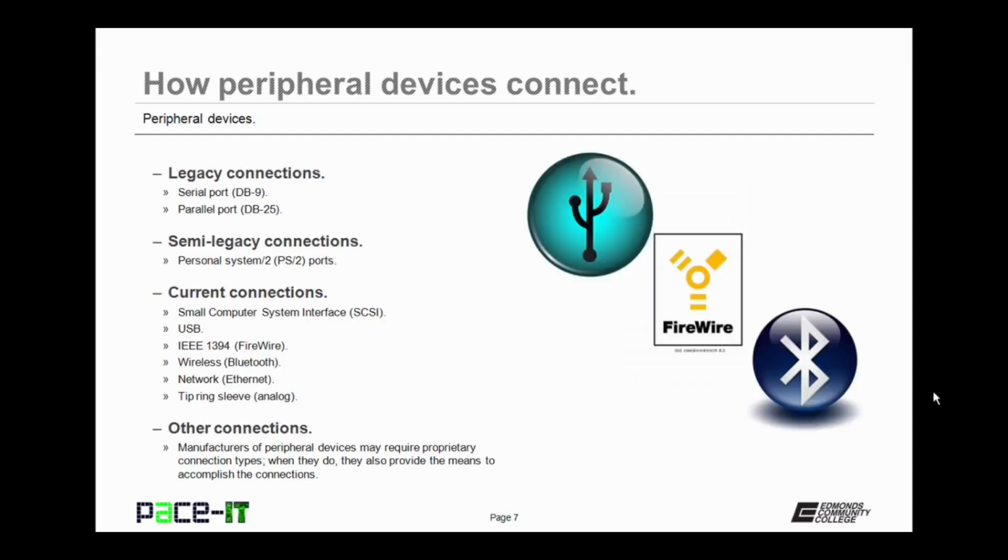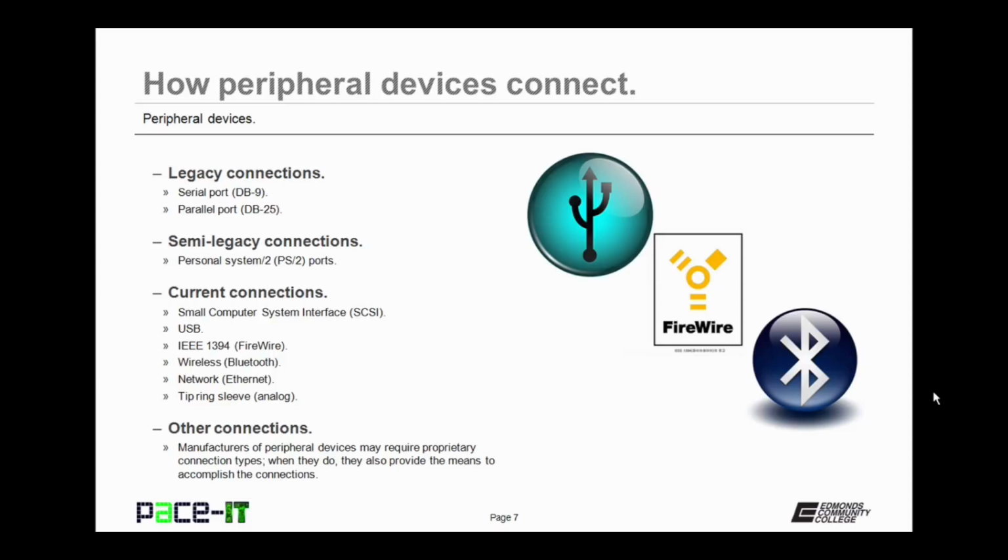So what are more current standards? Well, there's the Small Computer System Interface, SCSI. You can still find those. There's USB. There's IEEE 1394, commonly known as FireWire. There's wireless connections, Bluetooth. There's network connections, Ethernet. There's tip ring sleeve, TRS connectors. Those are analog sound connectors, by the way. There are a whole bunch of ways that peripherals can connect to the PC.